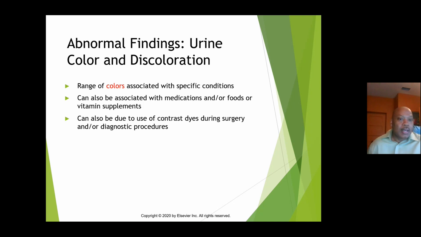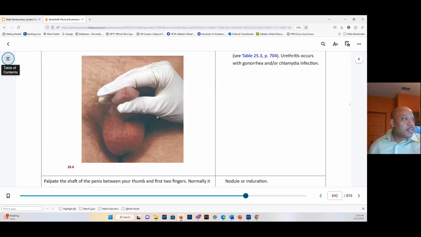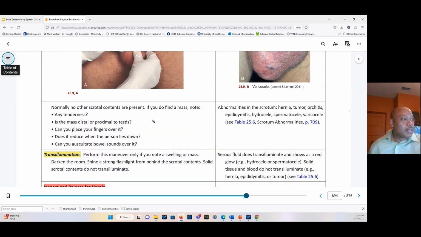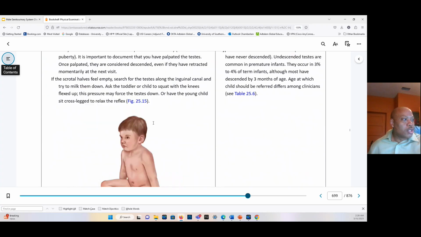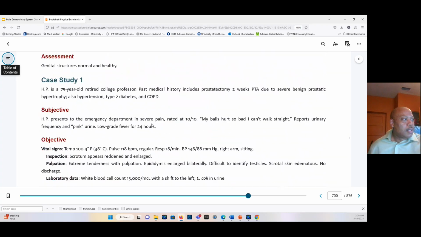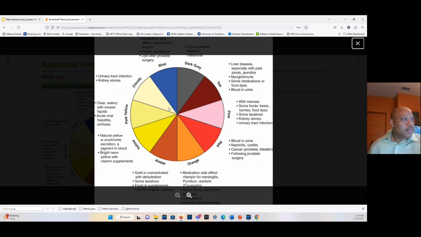As in bleeding. Now, if the urine is cloudy, let me actually show you guys what this would look like. Should be pretty easy to find. Hopefully you'll be able to see this chart pretty well. I think I can blow it up a bit. Yeah, there you go. So check it out.